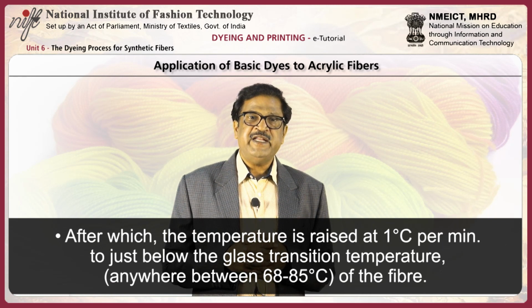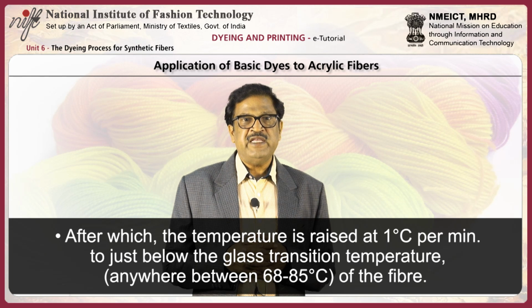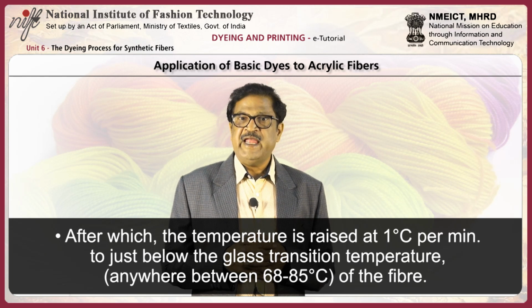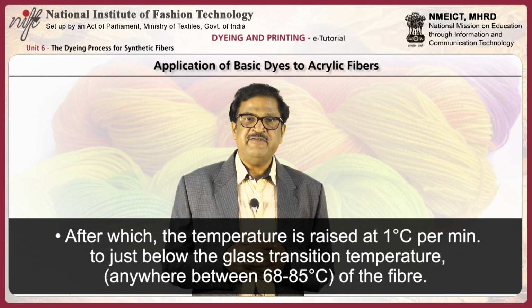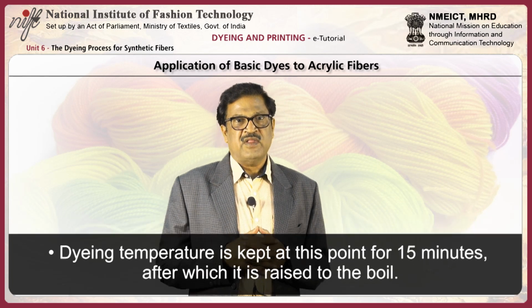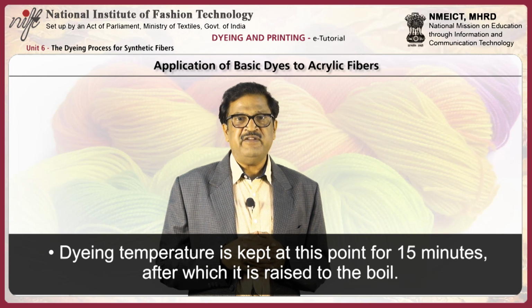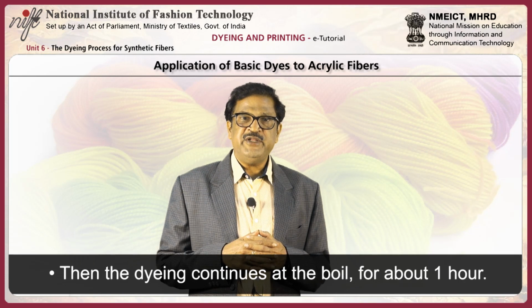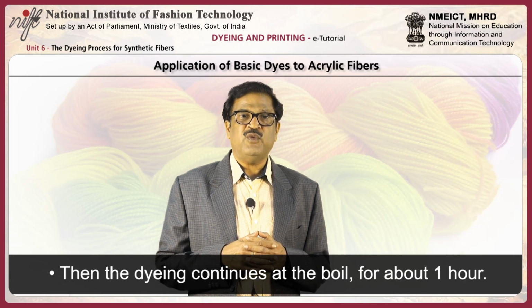at 1 degree centigrade per minute to just below the glass transition temperature of the fiber, anywhere between 68 to 85 degrees centigrade. Dyeing temperature is kept at this point for 15 minutes, after which it is raised to the boiling temperature. Then the dyeing continues at the boil for about 1 hour.